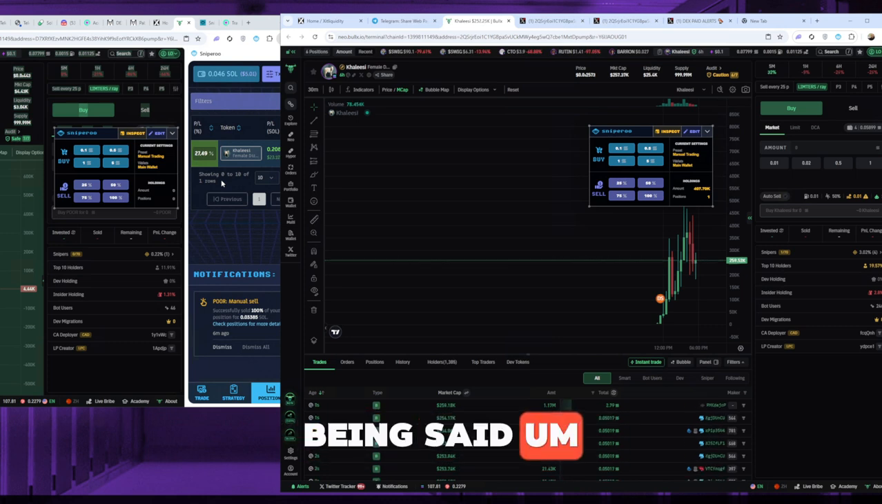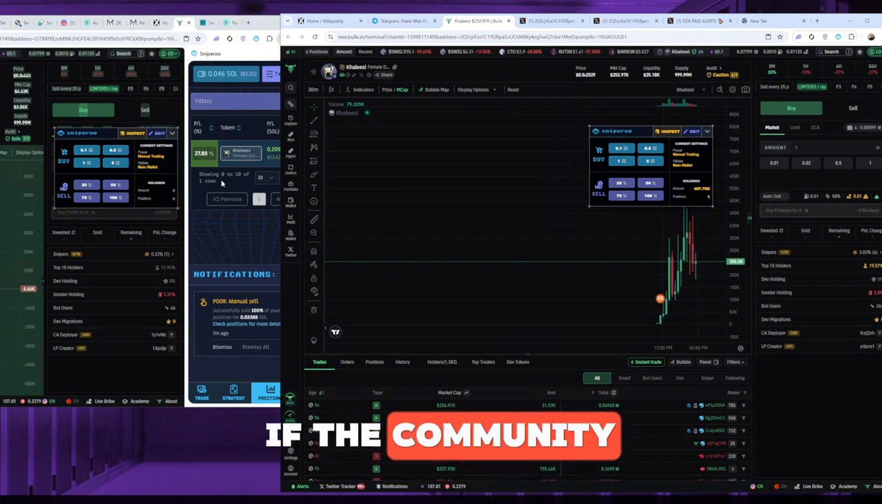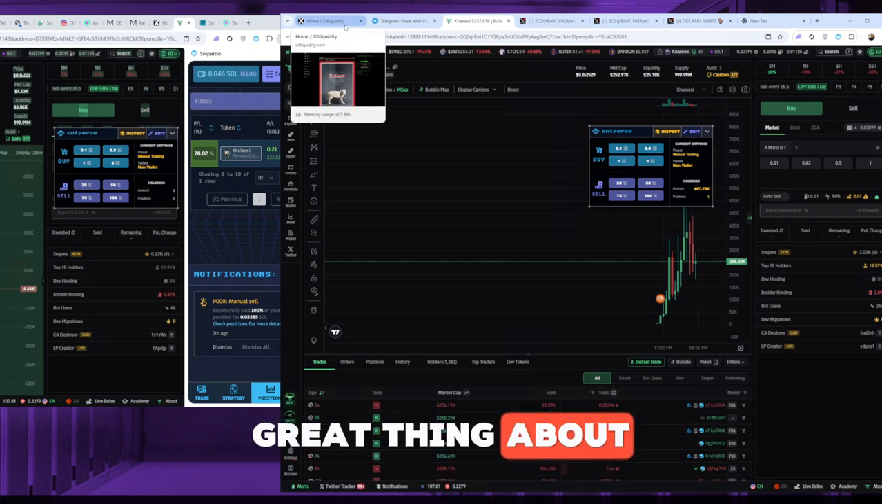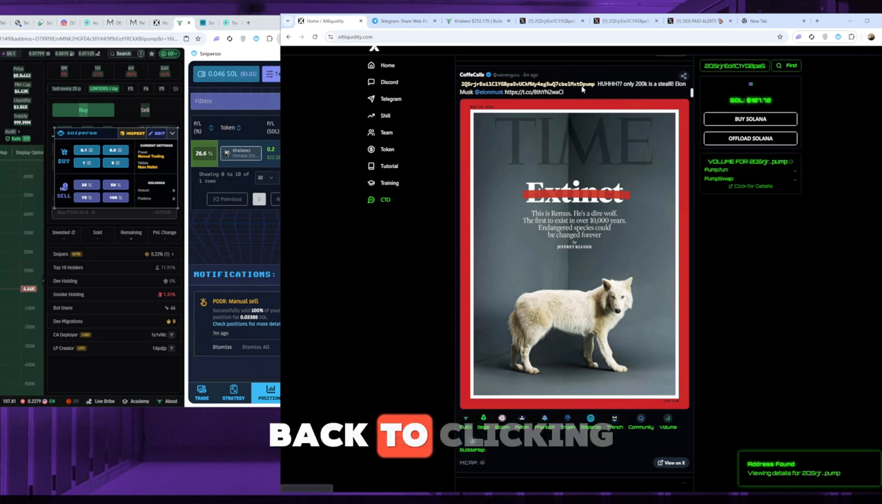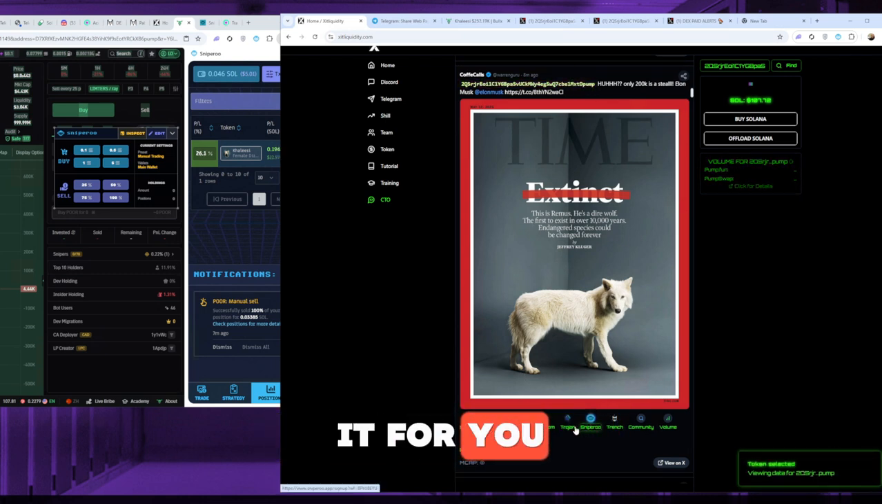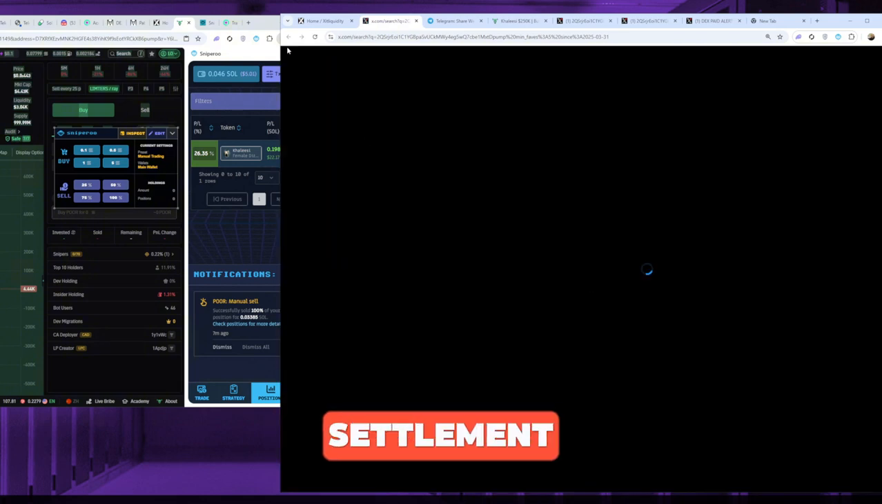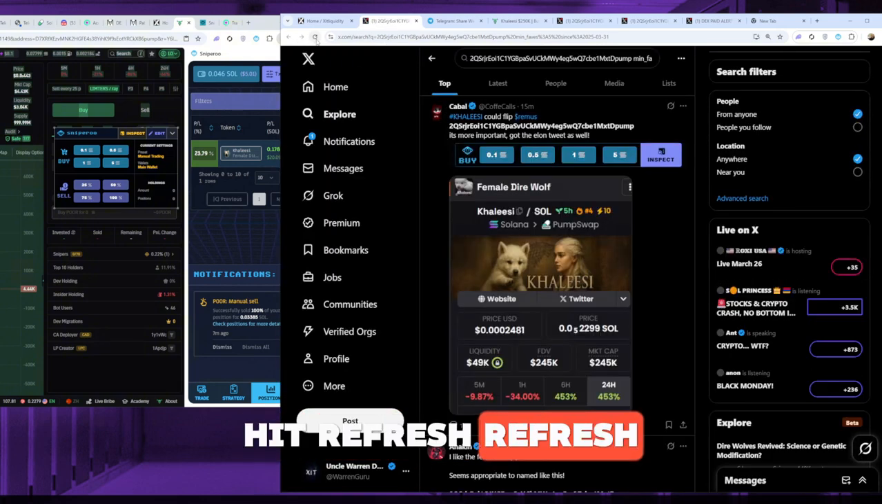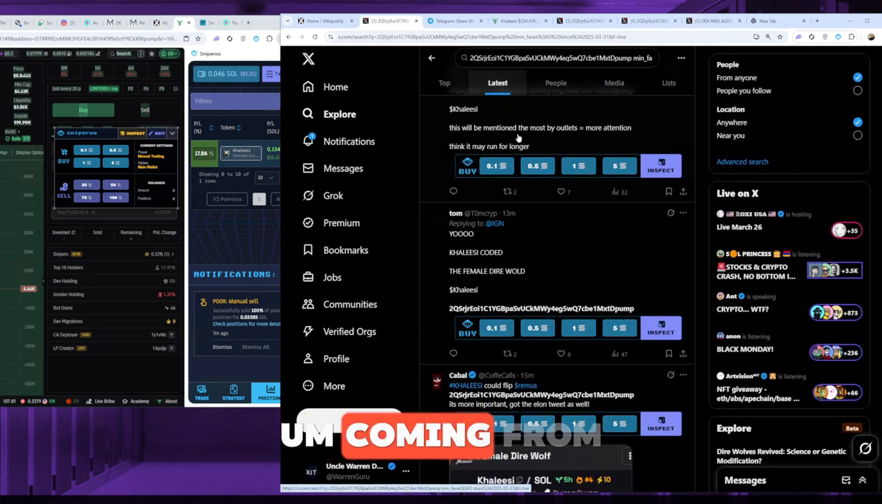So with that being said, now we're pretty much up in profit. We're gonna hold on this bad boy, and I feel like this particular meme has the potential to go past 1 million here. I don't know if the community settlement is going to get stronger, but the great thing about exit liquidity here is you can just go back to hitting find, click on the actual CA, which will copy it for you. From that point on, click on search, paste, and then go back and hit community settlement. If you already have this tab open, you could just hit refresh, and it'll give you the latest information coming from specifically Khaleesi.